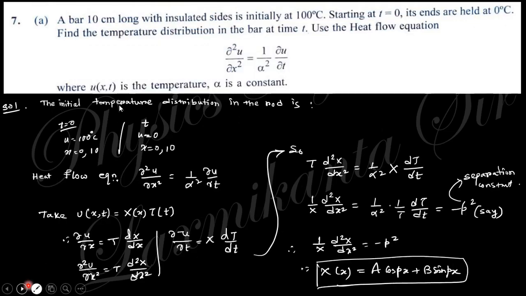Next question: a bar 10 cm long, insulated sides, initially at 100 degrees centigrade, starting at t equals to 0, its ends held at 0 degrees. Find the temperature distribution of the bar at a time t. Use the heat flow equation. So this is the heat flow equation. Taking the separation of variables method, you will obtain this solution.